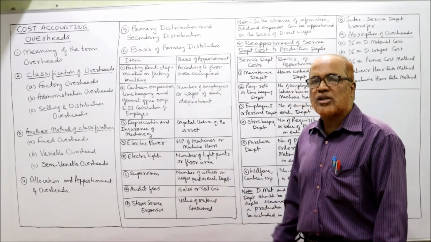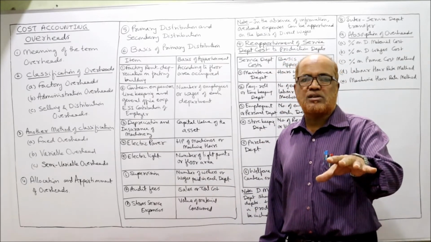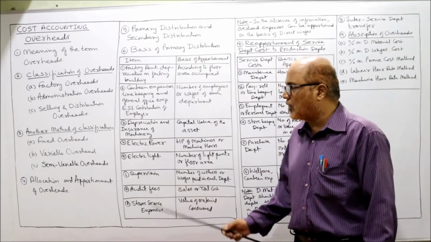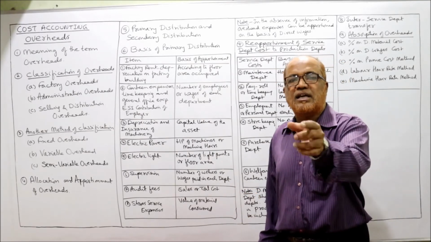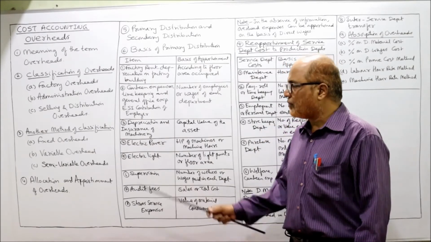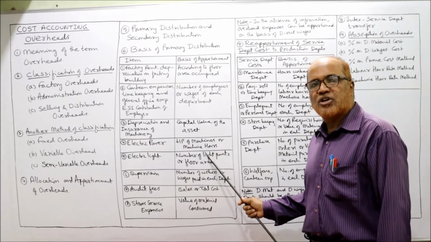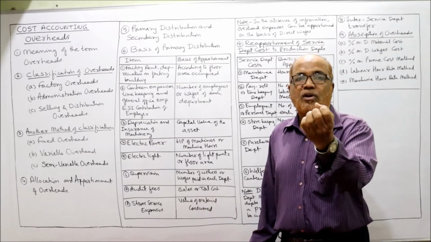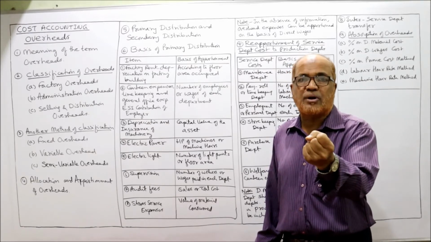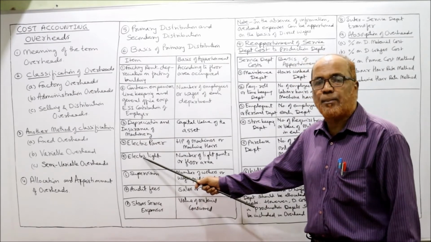Thirdly, depreciation and insurance of machinery. If depreciation and insurance of machinery is given, it will be apportioned, allocated on the basis of capital value of the asset. How much is the value of the asset in each department? For electric power, the basis is horsepower of machines or machine hours. Every department will make use of machinery, so what is the HP, horsepower, of the machine? In the ratio of horsepower of machines, we divide electric power.